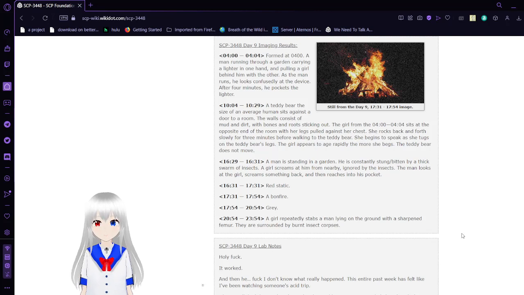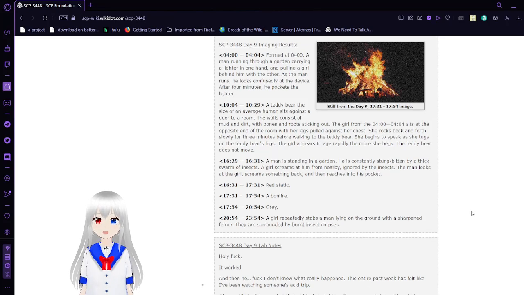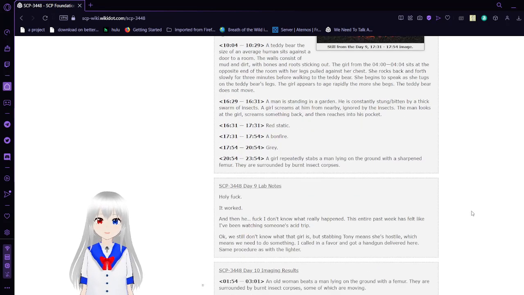1631 to 1731. Red static. 1731 to 1754, a bonfire. 1754 to 2054, gray. 2054 to 2354, a girl repeatedly stabs a man lying on the ground with a sharpened end femur. They are surrounded by burnt insect corpses.